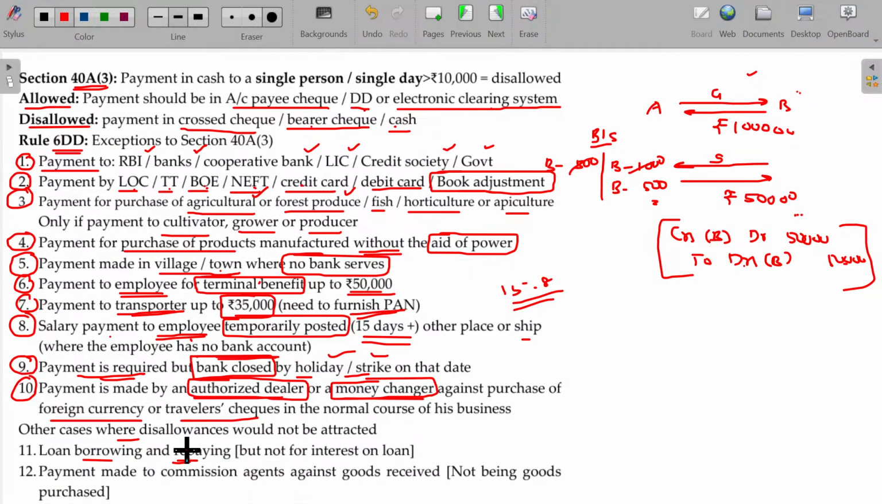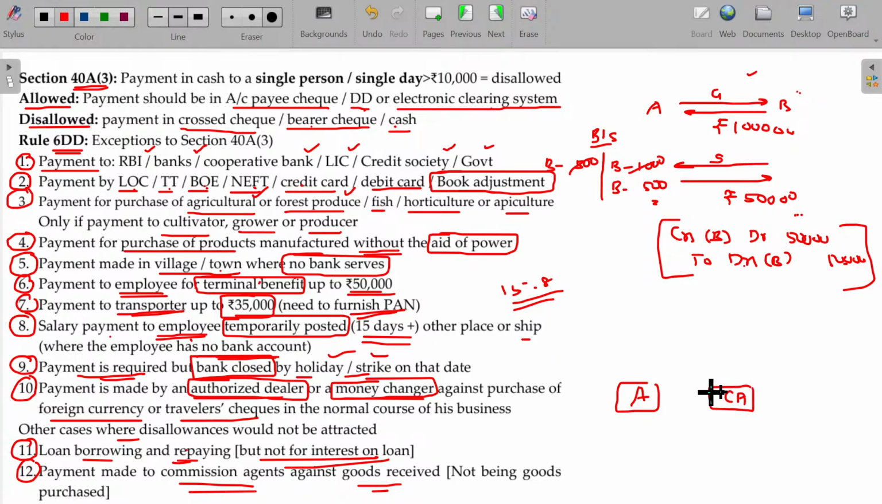Loan borrowing and repaying, okay, but not for interest on loan. The loan borrowing and repaying is accepted, but at least the interest on the loan should be payable by account payee cheque or NEFT. Payment made to a commission agent against goods received, not being goods purchased, okay. So A and a commission agent.